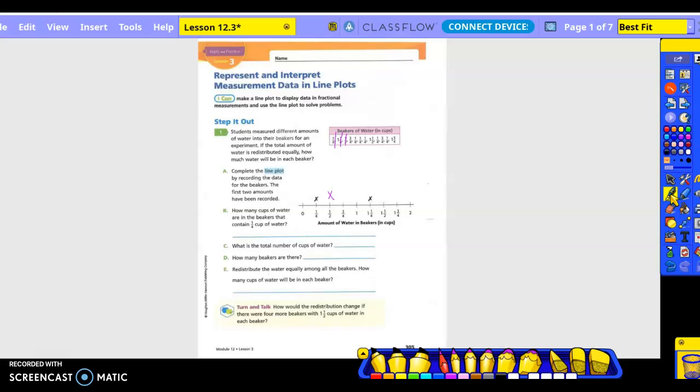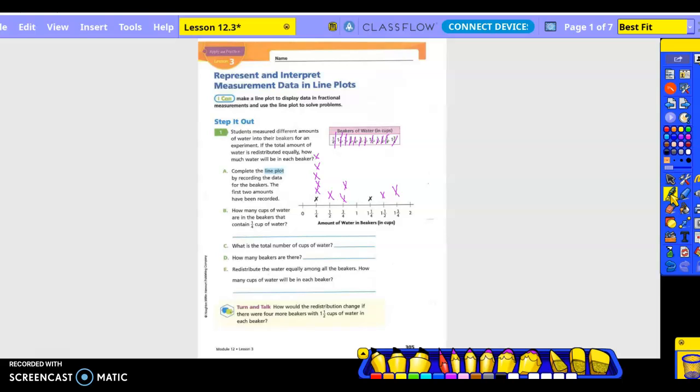Then they have 3/4. Then they have how many 1/4? 3. So I need to put 3 more X's above the one they already have. Then they have 1 1/2. Then they have another 1/4. Then they have a 3/4. And then they have a 1/4. And then they have a 1 3/4.